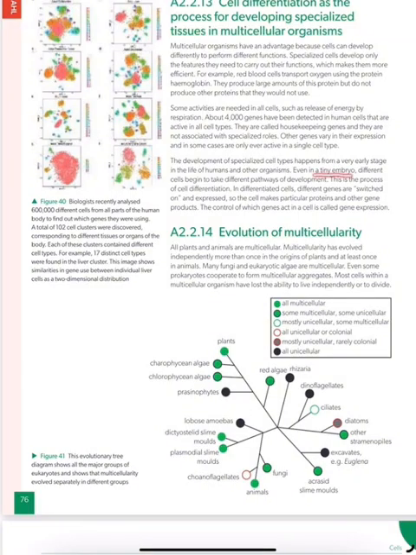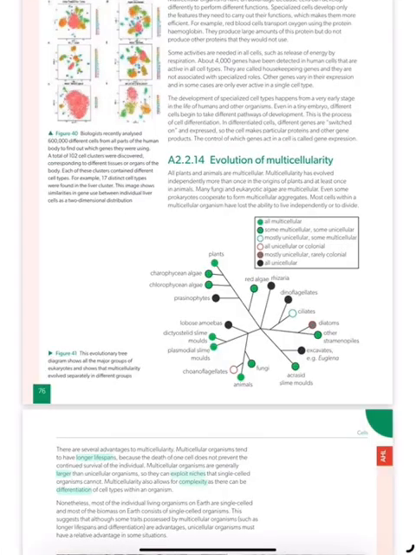Even in a tiny embryo, different cells begin to take different pathways of development and differentiate. So in differentiated cells, different genes are switched on and expressed, so the cell makes particular proteins and other gene products. And this control is called gene expression. The evolution of multicellularity.